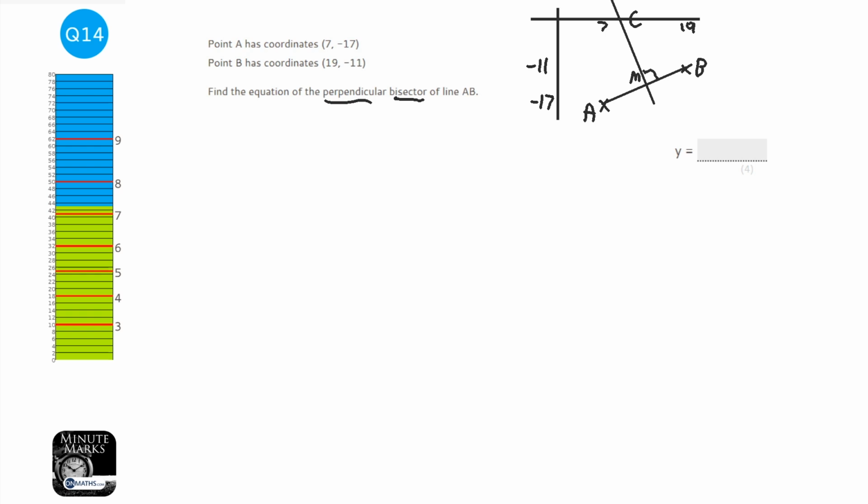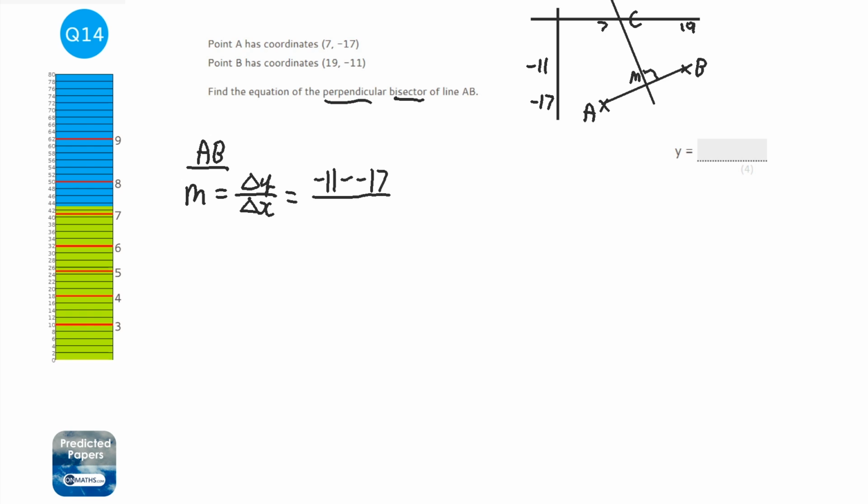So the first thing I need to work out for line AB is the gradient. The gradient is going to be change in y over change in x. So the change in y is minus 11 take away minus 17, and the change in x is 19 take away 7. So we've got minus 11, and then effectively plus 17, which is 6, divided by 19 take away 7. 19 take away 7 is 12, so 6 divided by 12, which is a half. So the gradient of that is going to be a half.